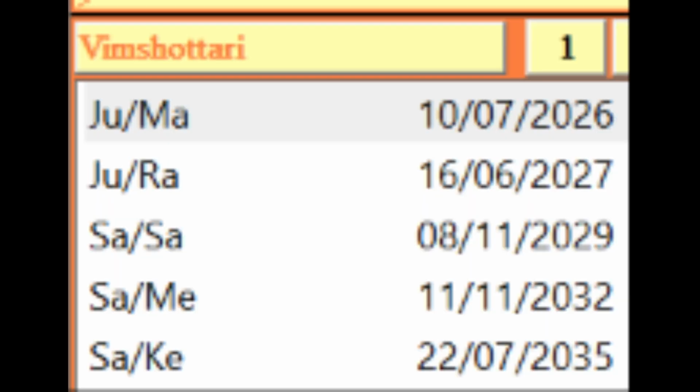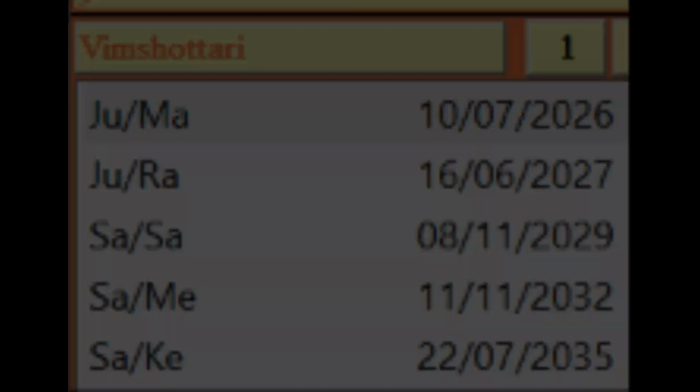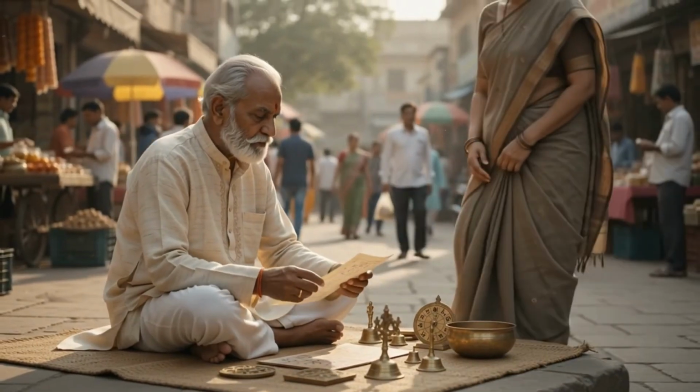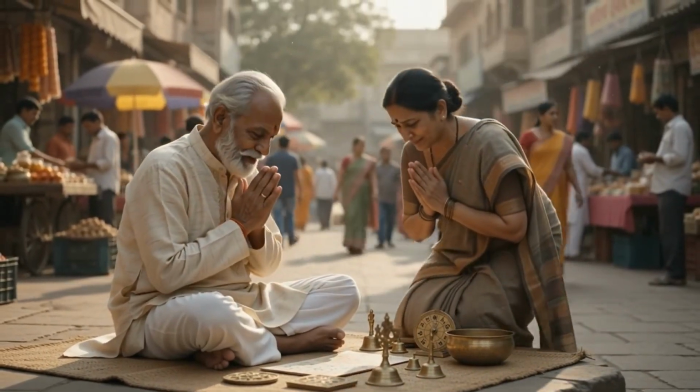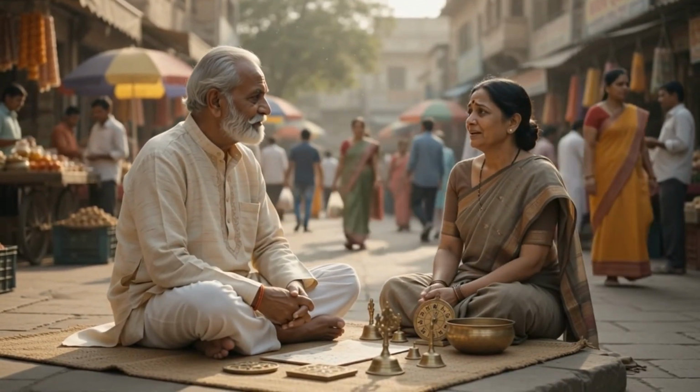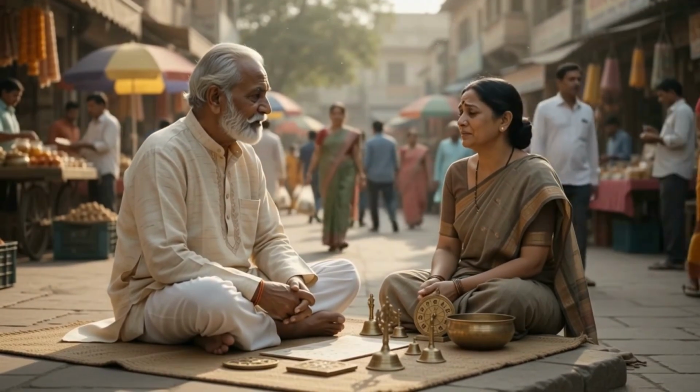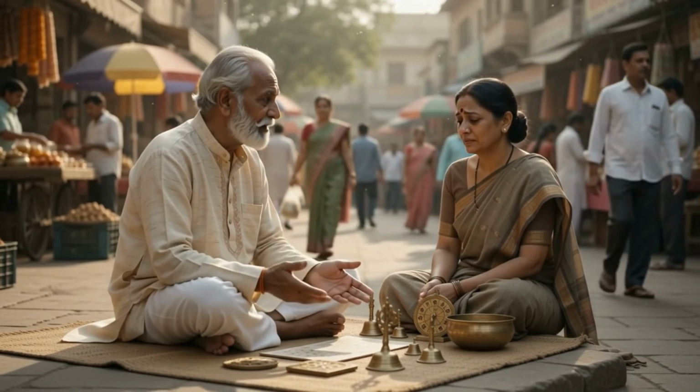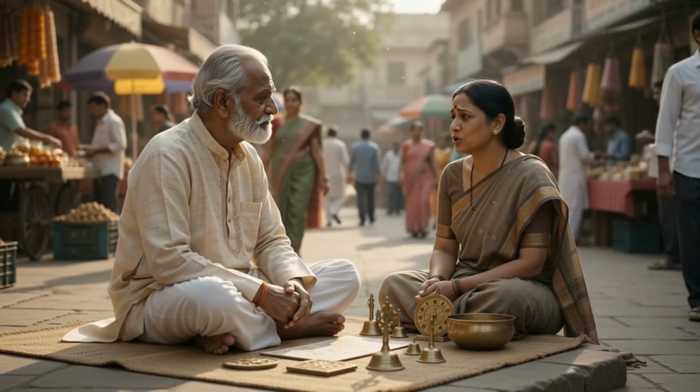I always check the Vimshottari Dasha. I need to understand which Graha brought the person to an astrologer. When life is good, people usually don't seek out astrologers. They think their success is all their own doing. People come to an astrologer when things are bad, and they want to understand who or what is causing this, and when will this difficult period finally end.